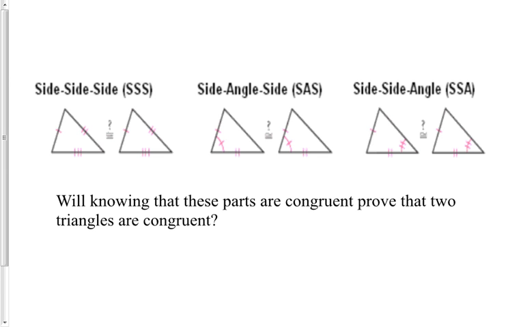And then we have side-side angle. So again, we have two pairs of congruent sides, and we have a congruent angle. But now that angle is not an included angle. It's not between the two congruent sides. It's a different angle. Is that enough information to determine the two triangles are congruent? Well, let's take a look.